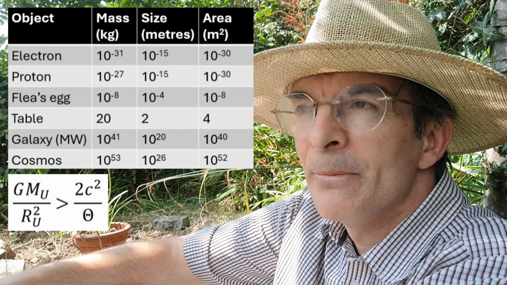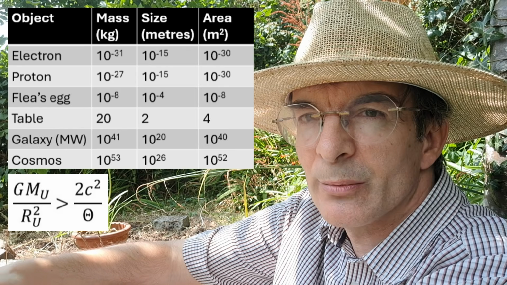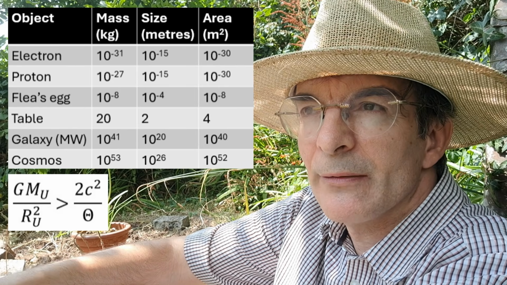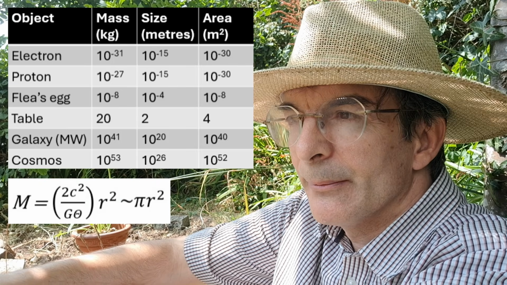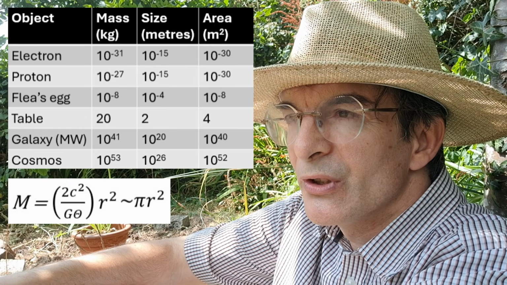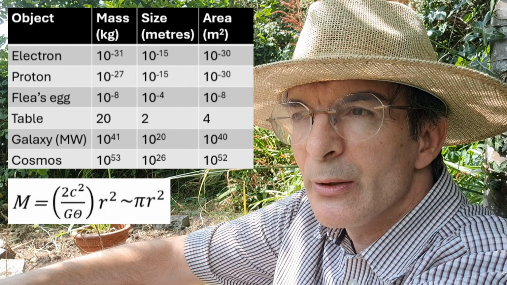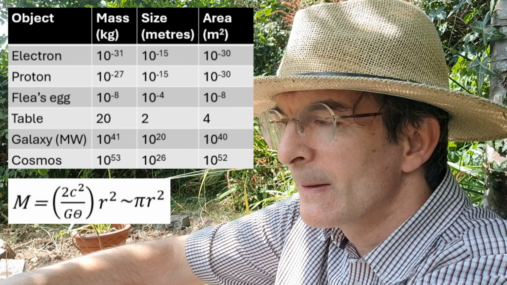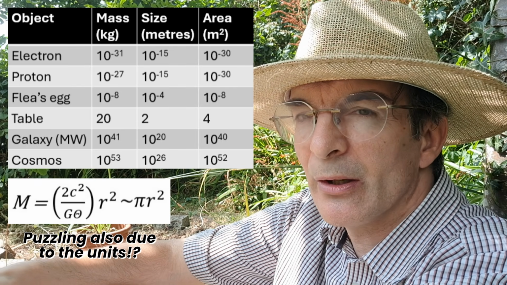GM over r squared must be greater than or equal to 2c squared over theta, where theta is the cosmic diameter. And then if you rearrange this, so you have mass on the left hand side, then on the right hand side you have 2c squared over G theta, all times r squared. And if you put in the values for c, for G, and for theta that we've observed, you get a number for this part of the equation that is very close to pi, which is very interesting. And so you can say that mass equals area. Mass is pi r squared, area.